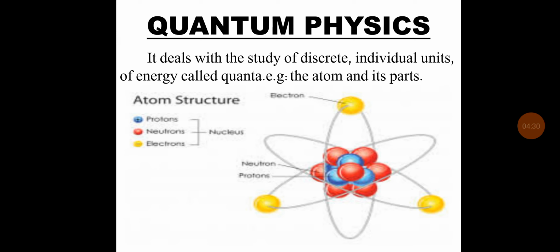Next branch is quantum physics. It deals with the study of discrete individual units of energy called quanta. Example, the atom and its parts. Now, discrete means individually separate or distinct. And quanta is the lowest particle, or the tiniest particle, of any substance at subatomic level.